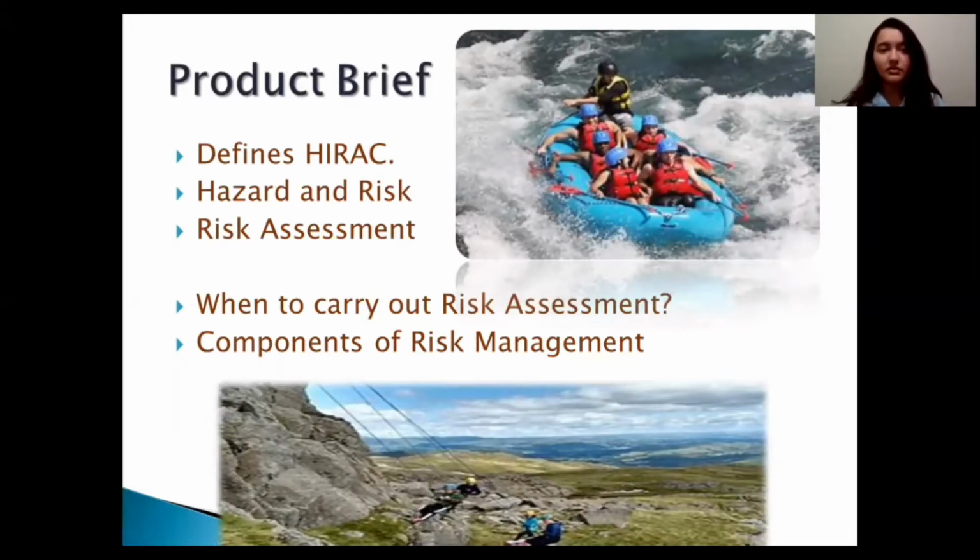In order to understand these words, I'll describe each of them separately. A hazard is basically a source or situation where there is potential for harm in terms of human injury or damage to any property. And talking about risk, it is the combination of the chances of occurrence of any kind of injury or damage and the seriousness of it.